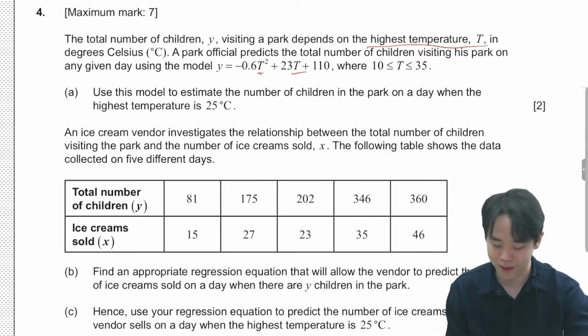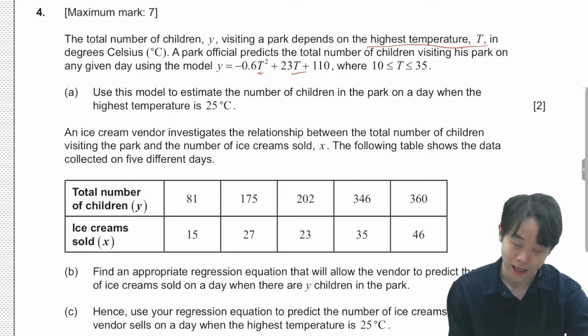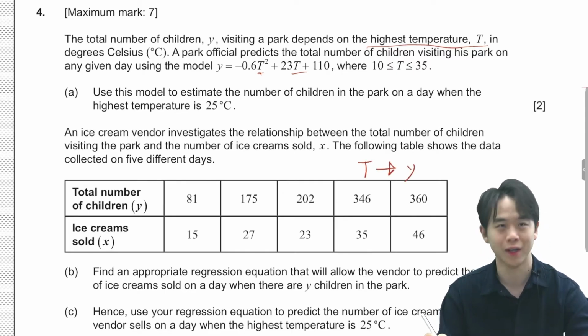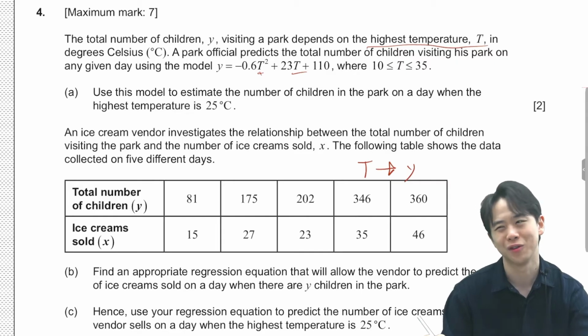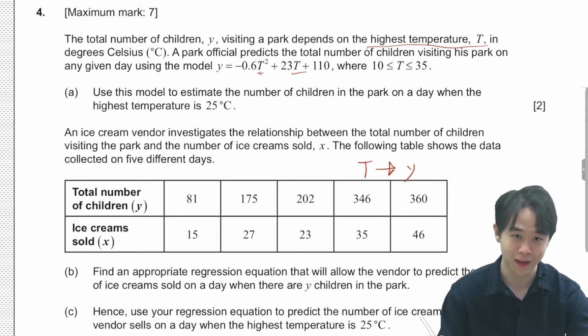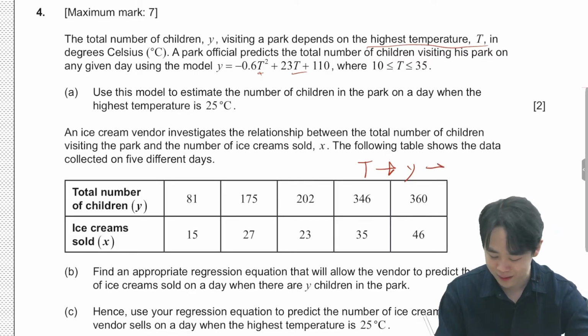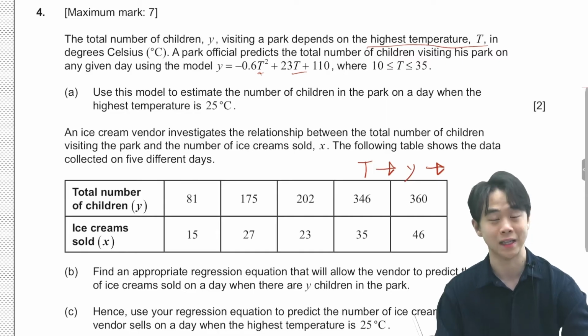And in the second part, the number of children determines how much ice cream is going to be sold. So we have a model that takes the temperature of the day and outputs the number of children, right? So depending on the temperature, the number of people turning out to the park is going to change. And the number of people who are potential customers of ice cream is going to determine how much ice cream is going to be sold.